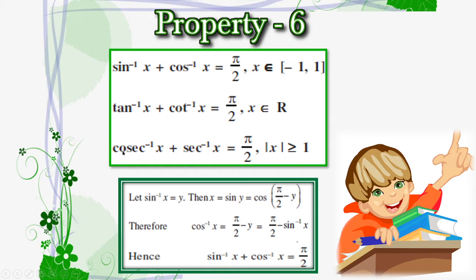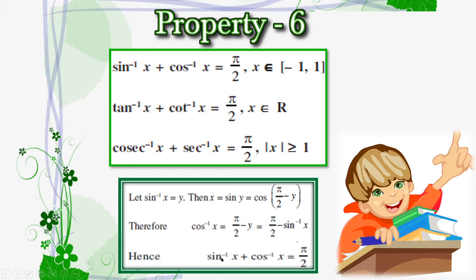Same with tan and cot and cosec and sec. Let sine inverse x equal to y. Taking sine to both sides, x will be equal to sine y, and sine theta can be written as cos of 90 minus theta. That's what we learned in class 10th. So cos inverse x is equal to pi by 2 minus y, which is pi by 2 minus the value of y.